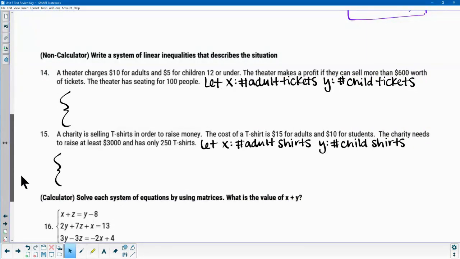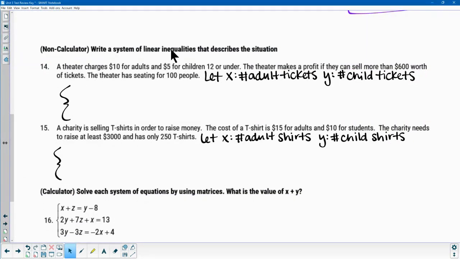Now we are going to write a system of linear inequalities. I already went ahead and defined your variables. I said x was the number of adult tickets, y is the number of child tickets, and I have an equation for the cost, $10 for adults, $5 for children, and they want to sell more than 600. Now, this doesn't say at least 600. If it said that, then I would have an equal to sign here. So it's 10x plus 5y is greater than 600.